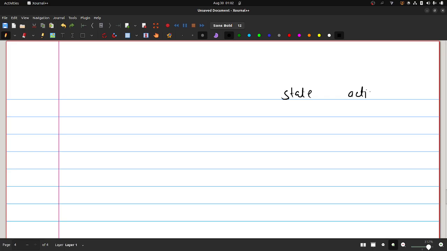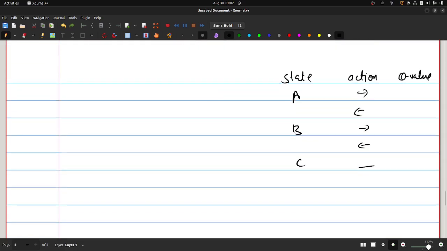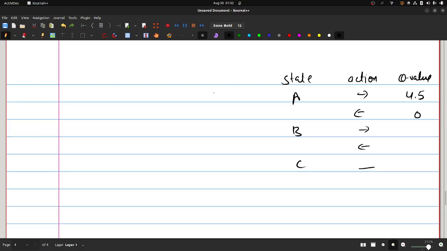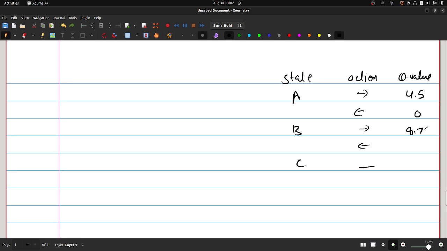State, action, Q value: states A, B, C, actions right, left, blank. So the Q value for state A is 4.5 when it takes a right action. For the left side it is 0, and the Q value for state B when it takes a right action is 8.75. For the left side it is 0, and for C it is also 0. Okay, so now go to the fourth episode.